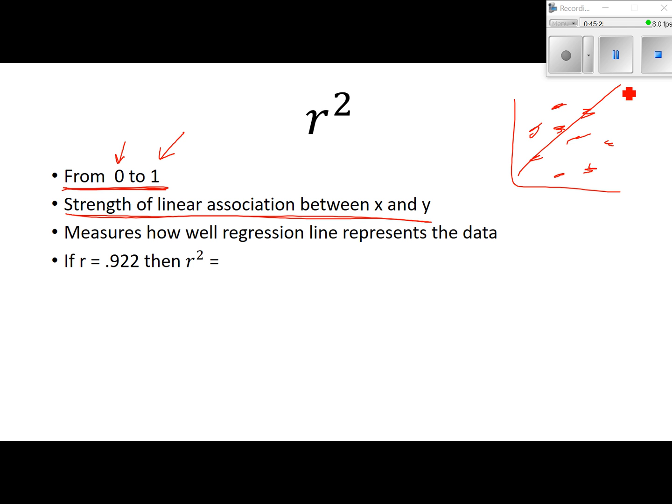And just an example here, if R is 0.922, we grab our calculator and figure out what R squared is just by squaring it. So we take 0.922 and we square it. We come up with 0.850.